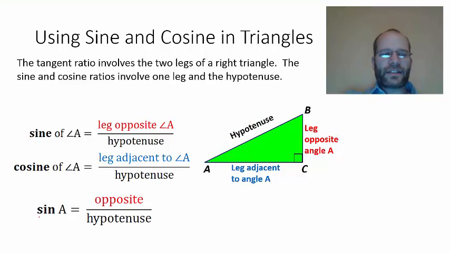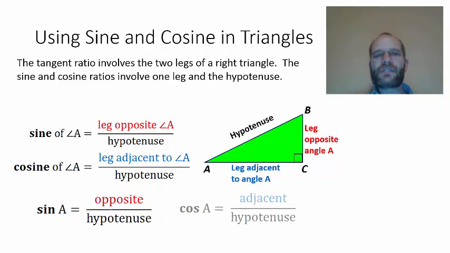This expression here on the left is always read sine A or sine of A. It's not sin, it's sine. It's just abbreviated so it fits on the key of a calculator and so that we don't have to write as many letters. Sine A equals opposite over hypotenuse. And of course, cosine A equals adjacent over hypotenuse.